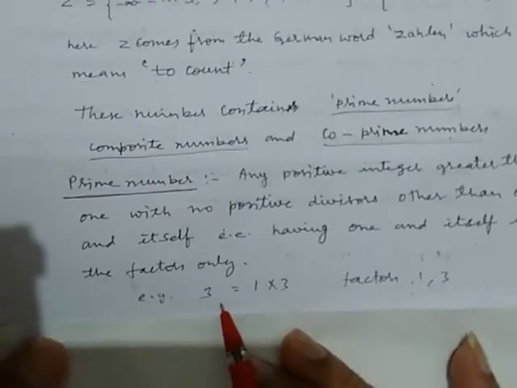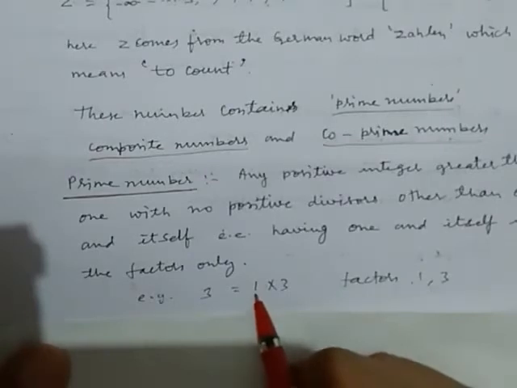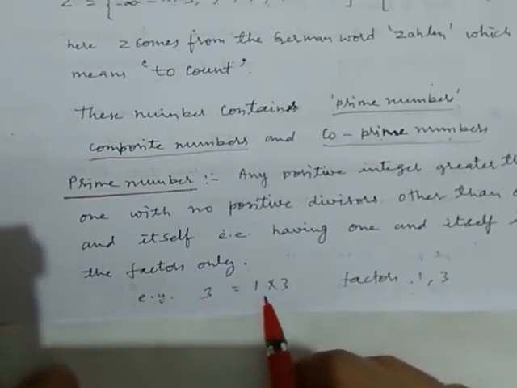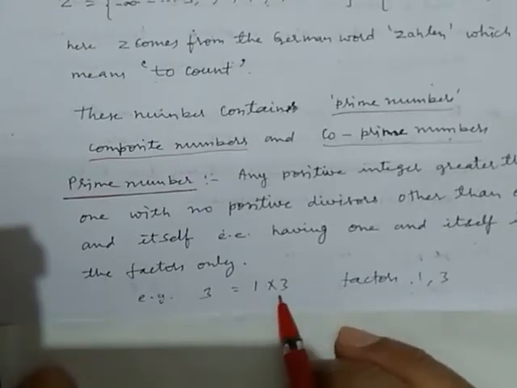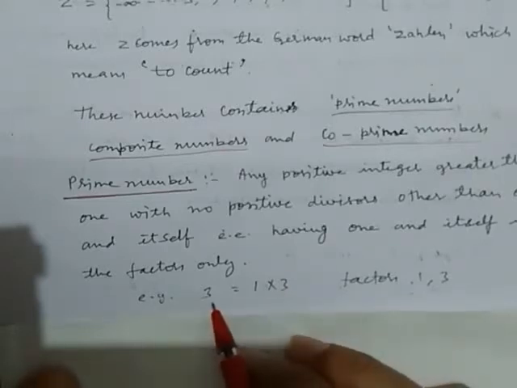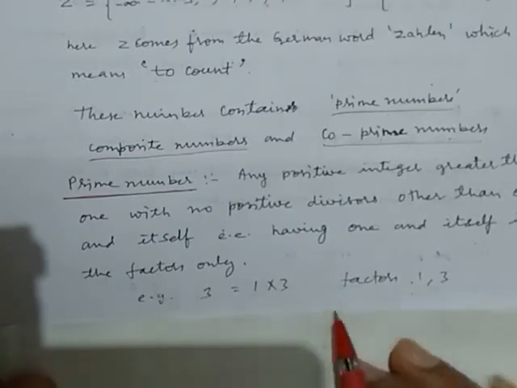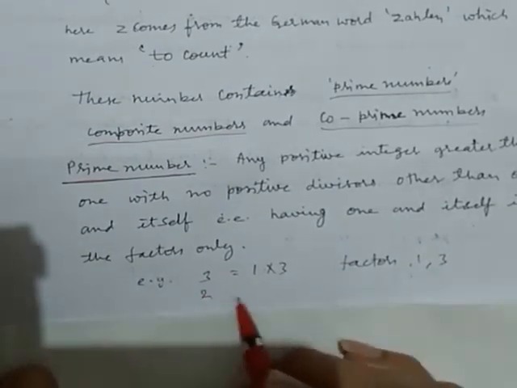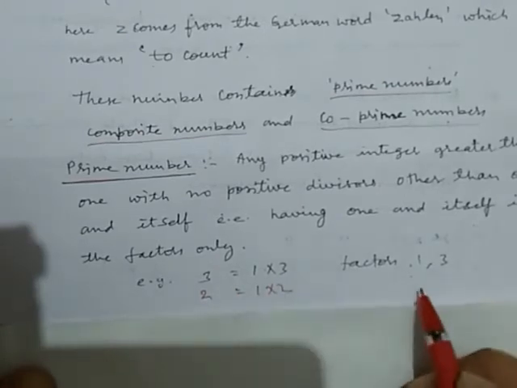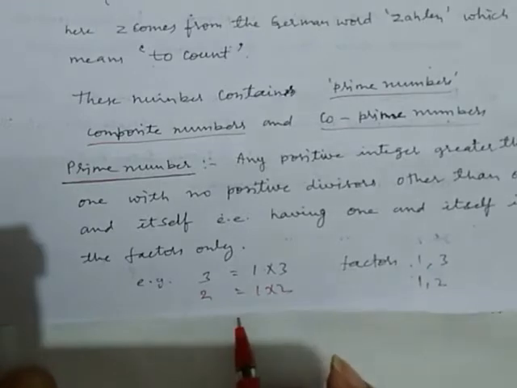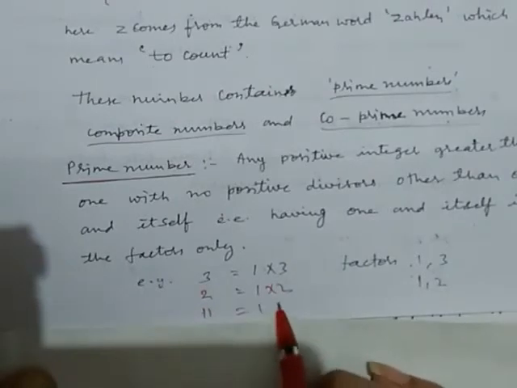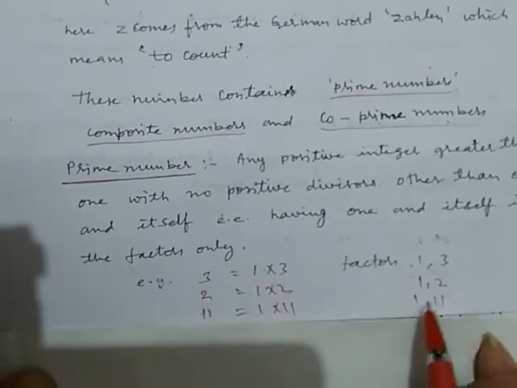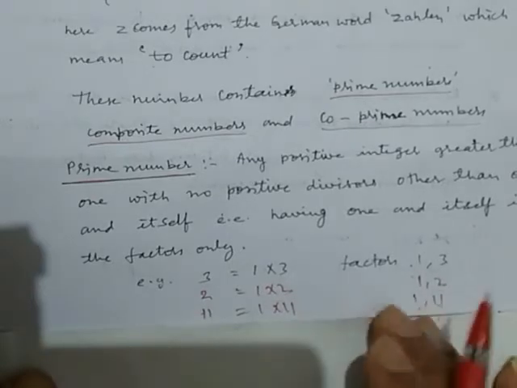Here we take example 3. 1 into 3. Here the factors of 3 are 1 and 3. So 3 can be divided by only 1 and 3. 3 means itself. So 3 is a prime number. No other factor exists for a prime number, only 1 and itself. Here we take 2. 1 into 2. So factors are 1 and 2. In this way we can identify any prime number. Here 11. 1 into 11. That is 1 and 11. Only itself and 1 are the factors of prime numbers.